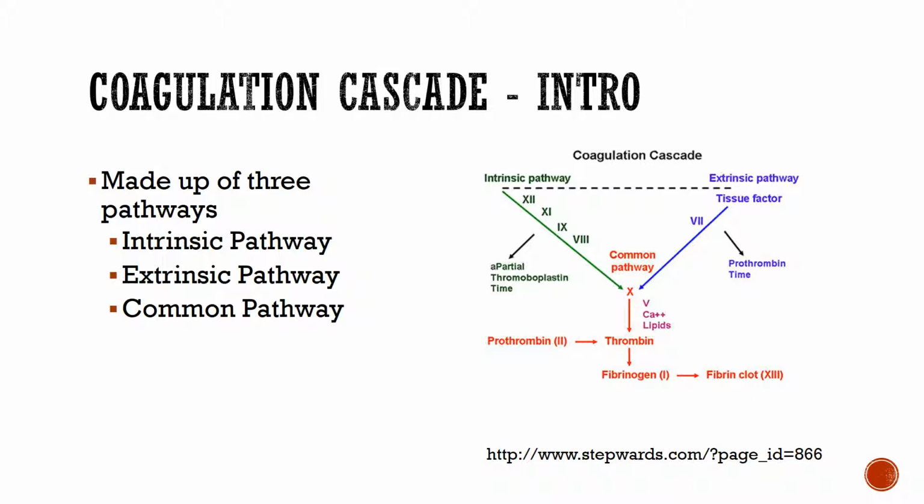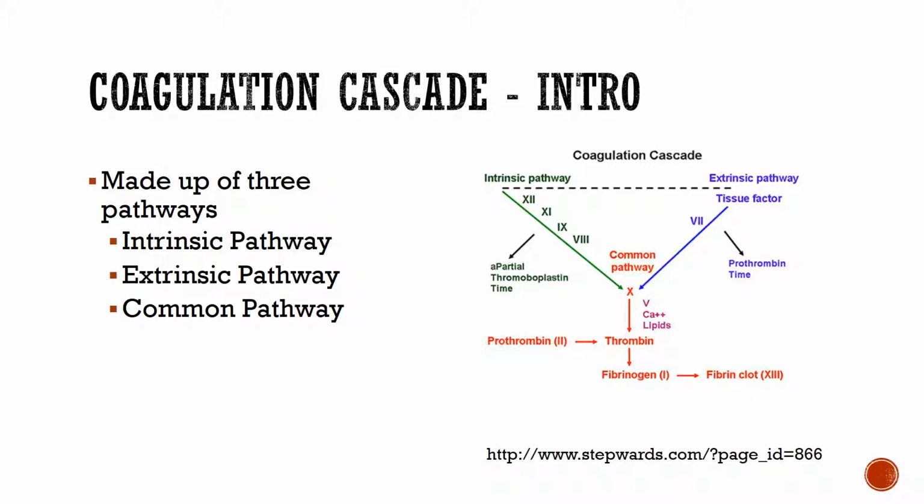The intrinsic pathway is activated by enzymes and protein cofactors found in plasma. The extrinsic pathway is activated by enzymes, protein cofactors found in the plasma, in addition to tissue factor. Tissue factor is an activator that is not normally found in the blood plasma. It is also known as factor 3. So tissue factor is released into plasma when there is a tear or damage to the vascular system.